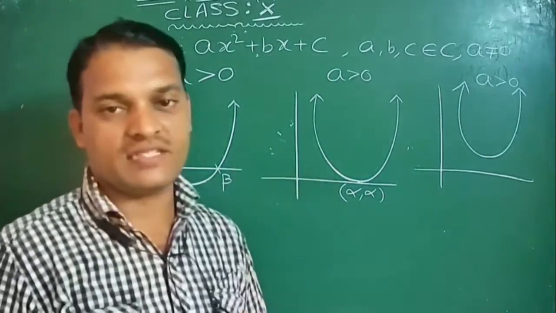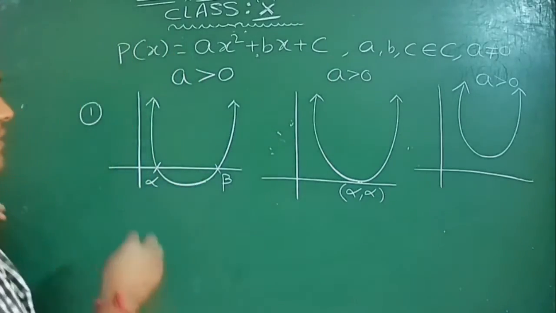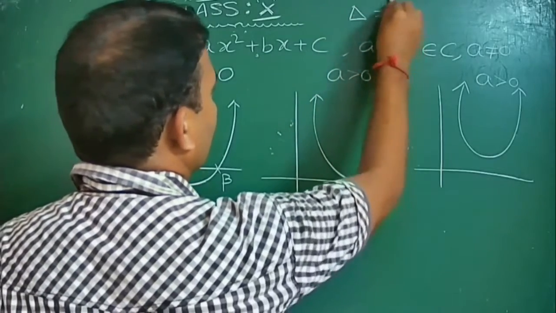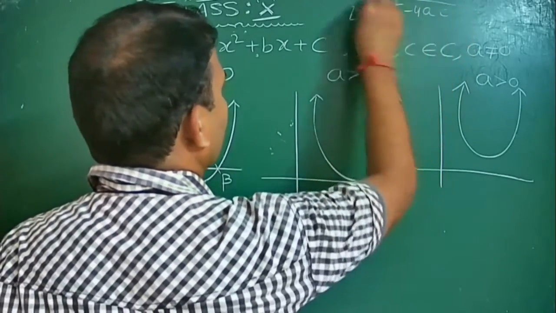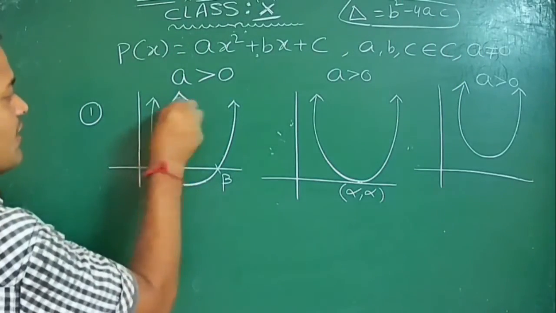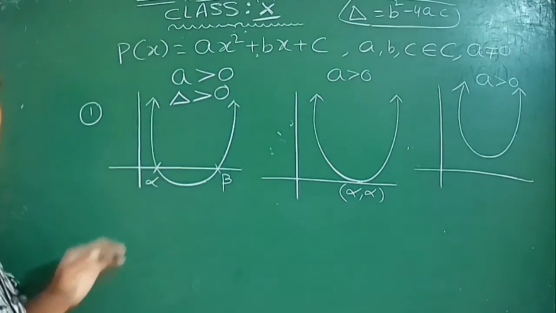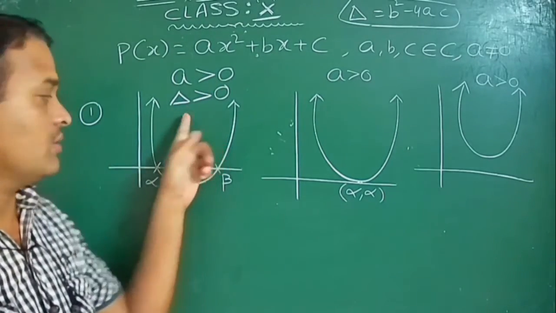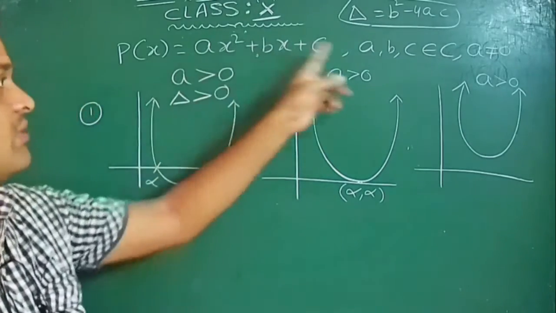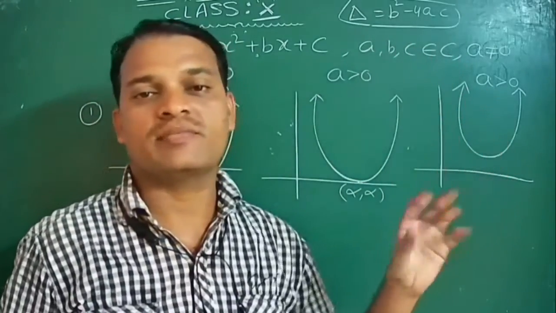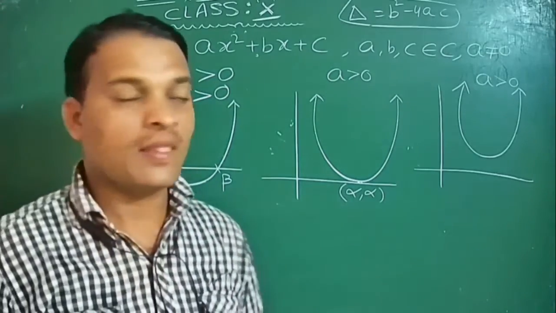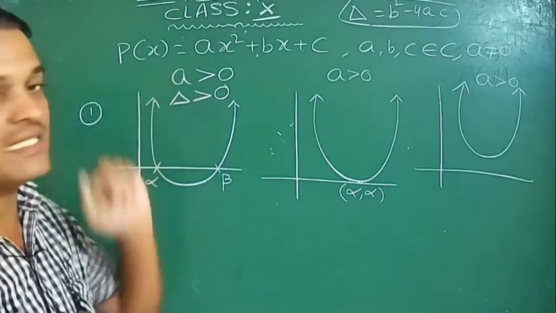So what is the difference? First of all, you need to take the discriminant. Discriminant delta is equal to b square minus 4ac. Using the discriminant, if delta is greater than 0, two distinct roots will come. If a, b, c are real numbers, the two real roots will come when delta is greater than 0 and a is greater than 0.